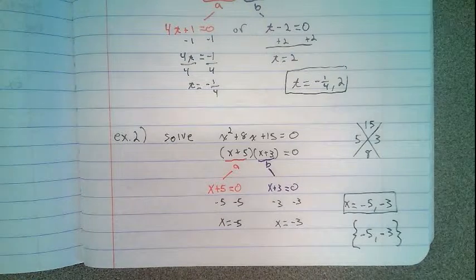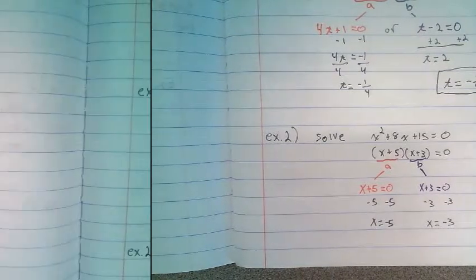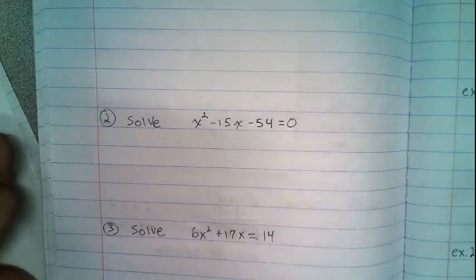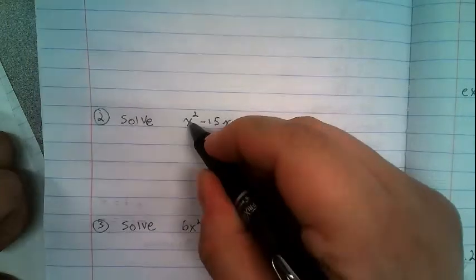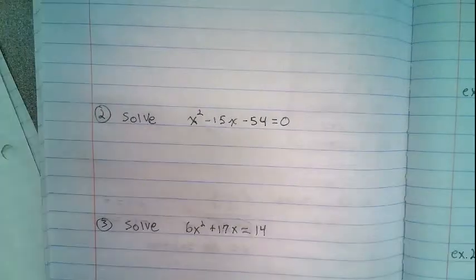In your book, you're going to solve the equation x squared minus 15x minus 54 equals 0. And check your answer with your teacher when you're ready to move on.